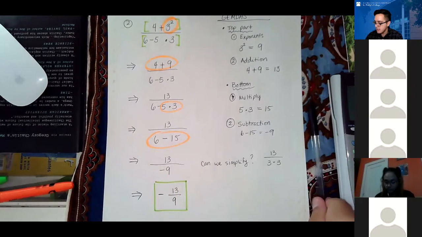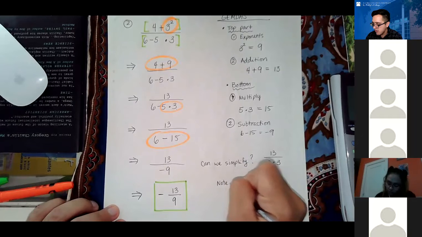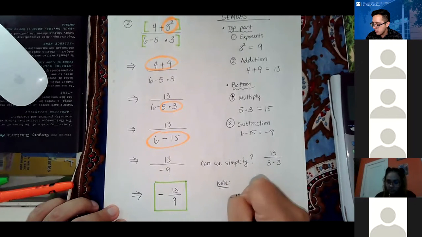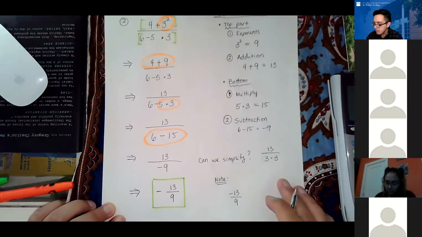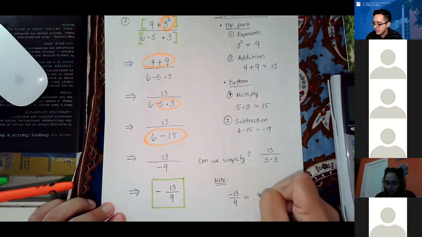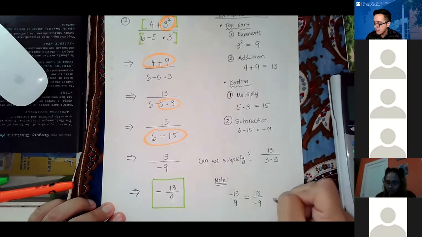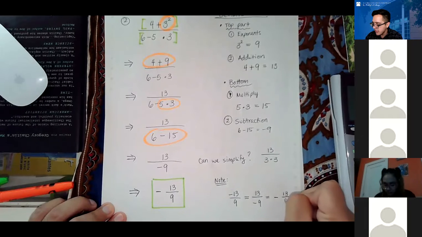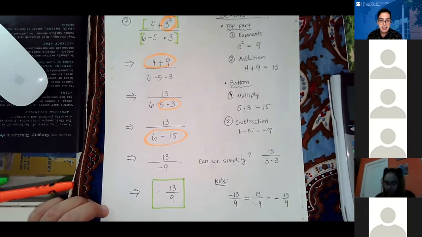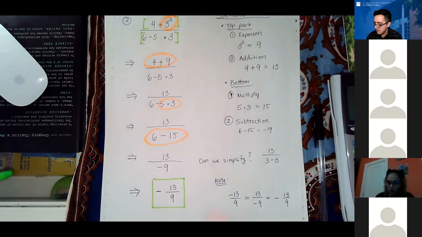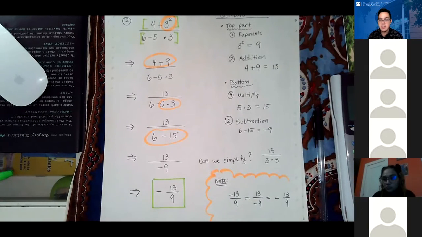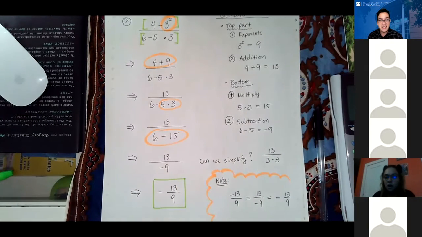Does anybody have any questions? Again, one note is that negative 13 over 9 with the negative on top is the same thing as 13 over negative 9, which is the same thing as the negative in front of the fraction, 13 over 9. These all mean the same thing. Any questions about the note or this problem as we worked it out?